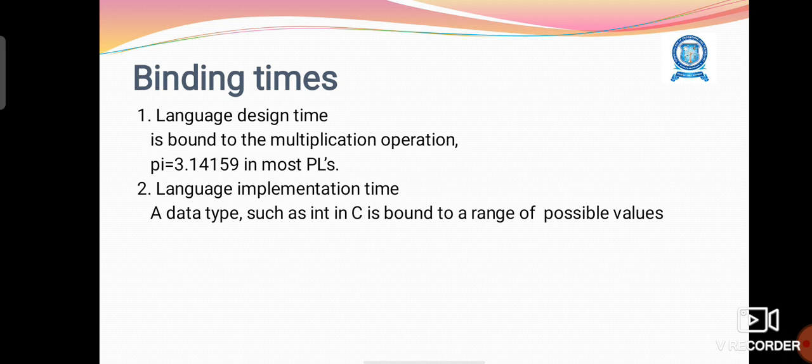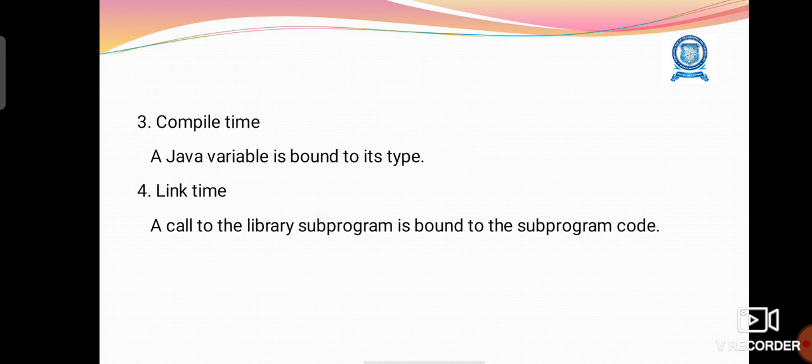There are many different binding times available in programming. First of all, language design time: the multiplication operation is bound to its symbol, for example, pi equal to 3.14. This will be designed at language design time. Language implementation time: a data type such as int in C is bound to a range of possible values. Compile time: some bindings happen at compile time. For example, a Java variable is bound to its type during compilation. Link time: a call to a library subprogram is bound to the subprogram code during link time.